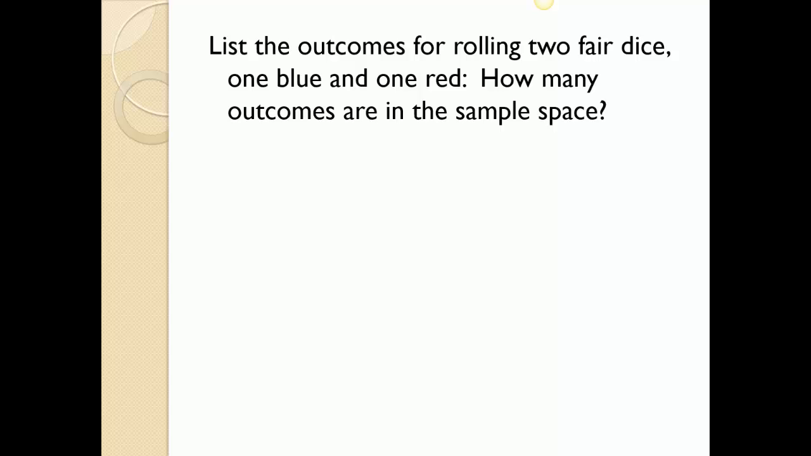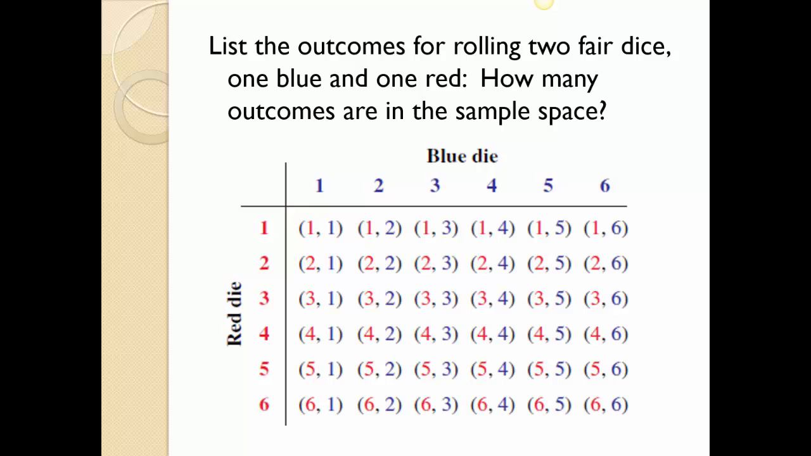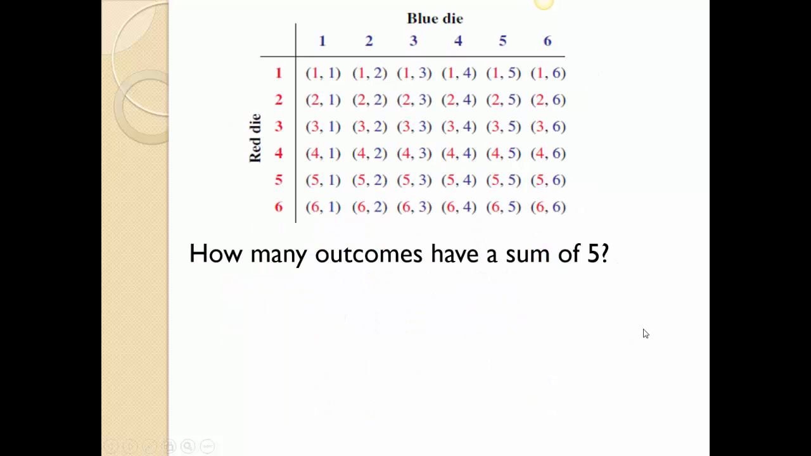Okay, list the outcomes for rolling 2 fair dice, 1 red and 1 blue. I've given you a handout in this module that shows both card decks and also rolling dice. So we see here there are 36 outcomes. 6 times 6, there's 36 total outcomes. Okay, let's work a couple problems here.